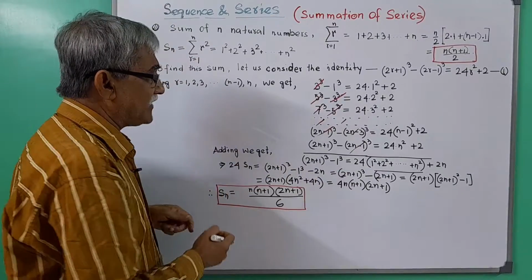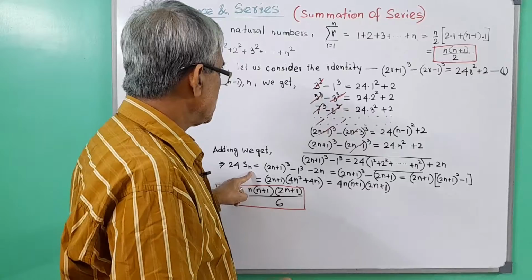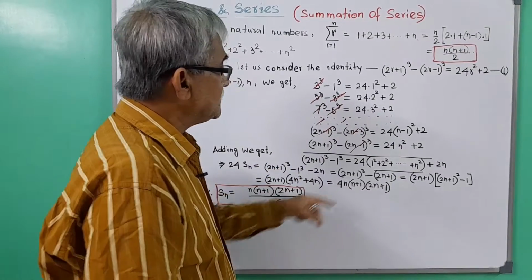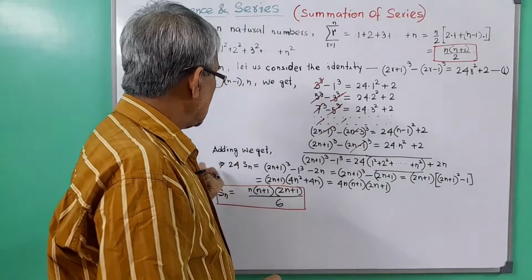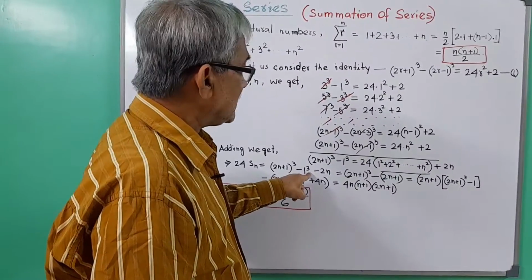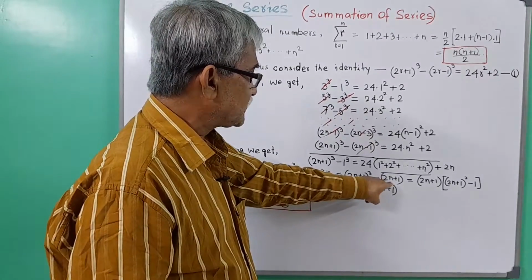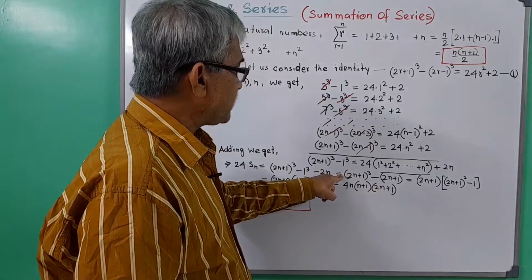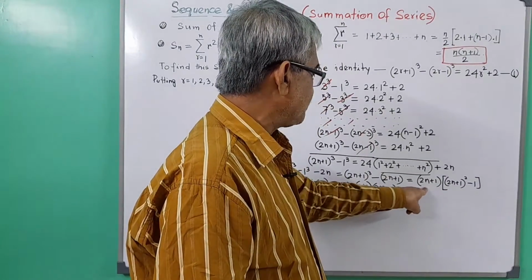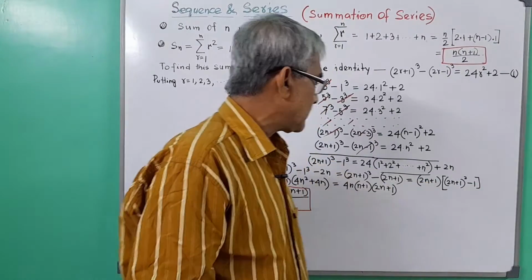So keep it as the subject: 24 Sn is equal to (2n plus 1) whole cube minus 1 cube minus 2n. Now to simplify it, 1 cube is 1, so we take minus 1 common. So this becomes (2n plus 1) whole cube minus (2n plus 1). Take (2n plus 1) common. This becomes (2n plus 1) times ((2n plus 1) whole square minus 1).